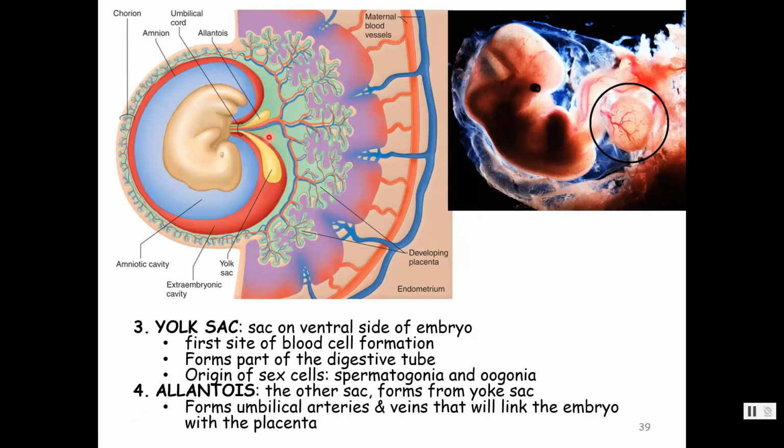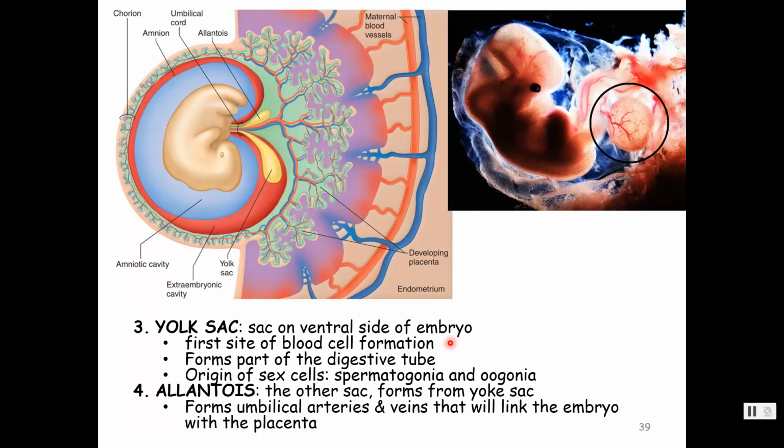Okay, so now the yolk sac and the allantois, and we're going to get this from that endoderm. You see this yolk sac, and then it's called the allantois, the other sac that comes off of the yolk sac. The yolk sac is going to be on the ventral side, the belly side of the embryo. The important thing about the yolk sac is that it's going to be the first site of blood cell formation. We don't have bones yet.